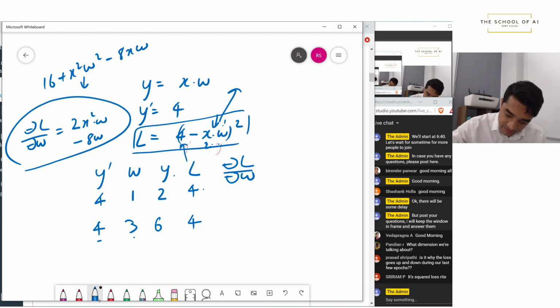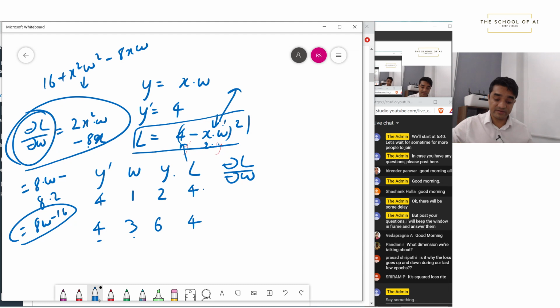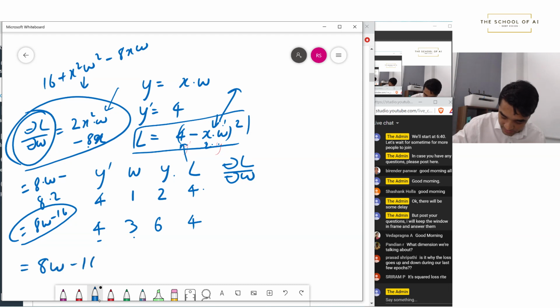Am I missing something? 8x, sorry, yeah. So x is equal to 2, we discussed. So this is equal to 4 into 2, which is 8 into w minus 8 into x, and x is equal to 2 again. So this is equal to 8w minus 16. That is the derivative we have, right? This is the derivative right now, because we have a direction fixed here already. Okay, so this is equal to 8w minus 16.